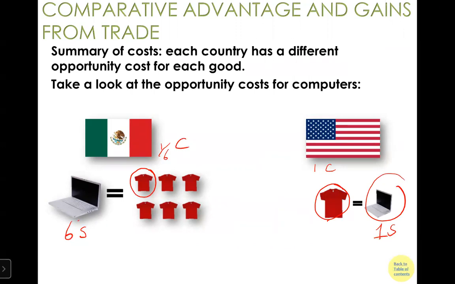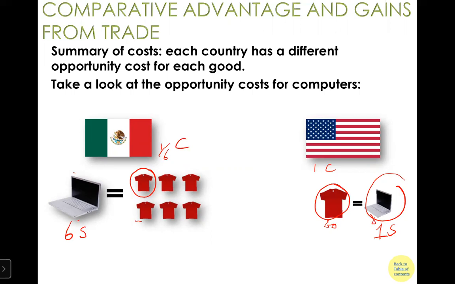Why? Because in the United States, in order to produce a computer, it costs one shirt. But in Mexico, it's going to cost 6 shirts. Oh, by the way, there's a big assumption here. We assume the quality of the product is the same, whether it's a computer produced in Mexico or a computer produced in the United States. Now, it's just their technology is different. It's just taking more time for one country compared to the other, right?